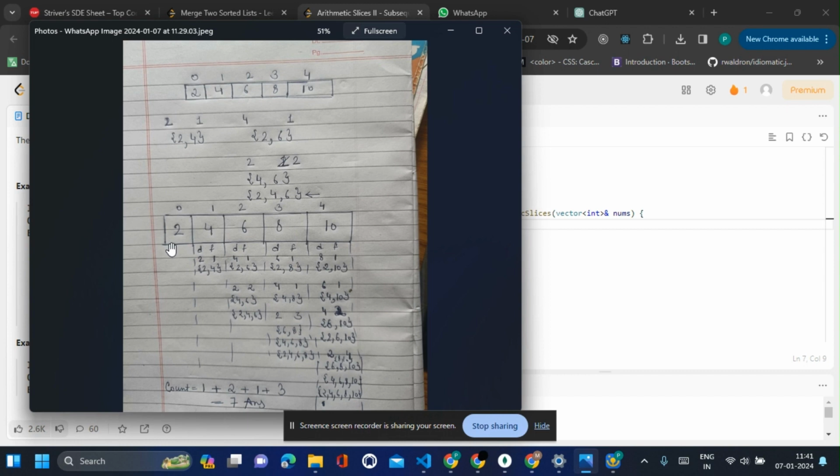Now 8 minus 2 is 6. Common difference 6. One subsequence we are getting is 2 comma 8. Similarly, we again move forward the counter j. Common difference 8 minus 4 equals 4 and frequency 1. The subsequence is 4 comma 8. We have not previously encountered the common difference 4.